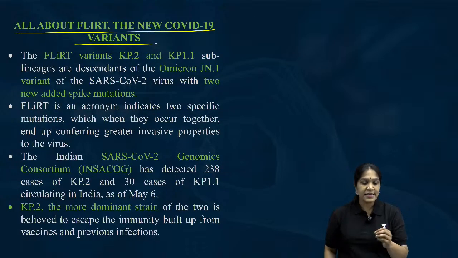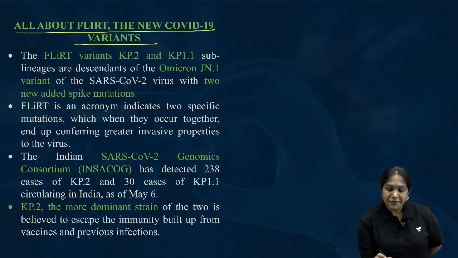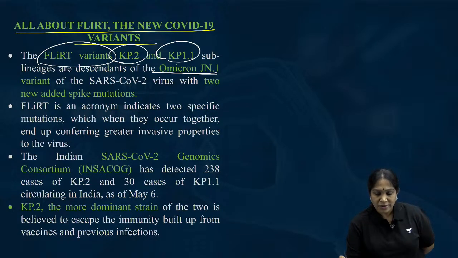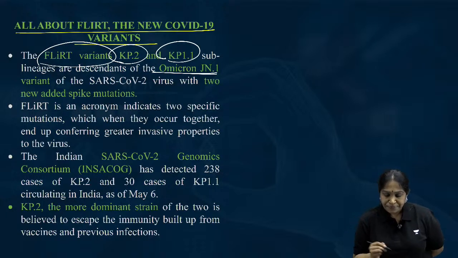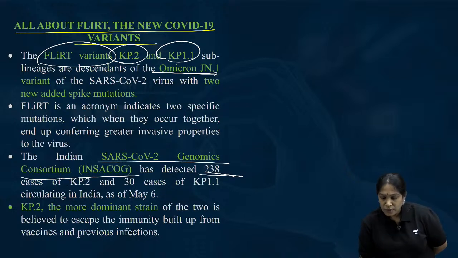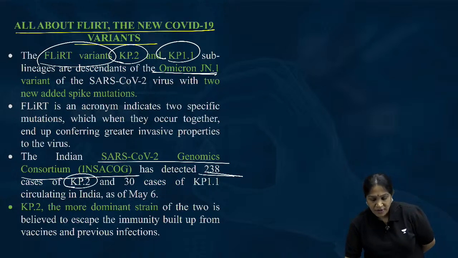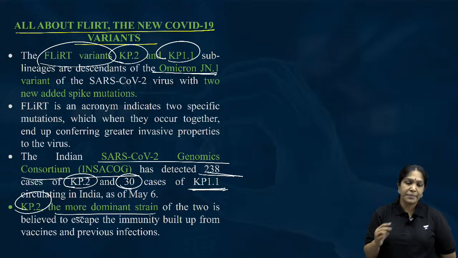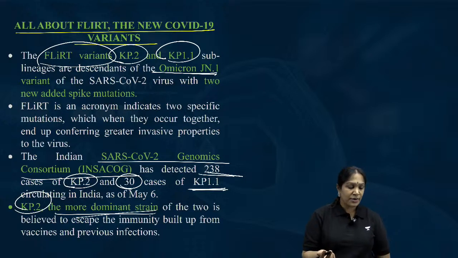Okay, now let us see about the flirt variants. Flirt variants are called KP2, KP1. They are the subtypes of Omicron JN1. INSACOG detected 238 cases of KP2, 30 cases of KP1. It means KP2 is more dominant strain. It means it is more in circulation.